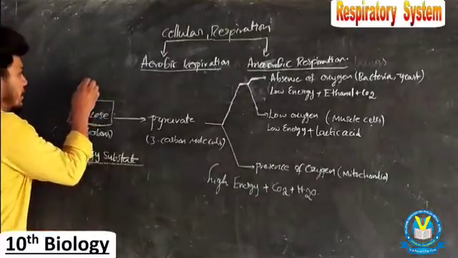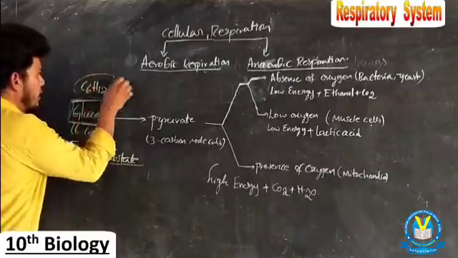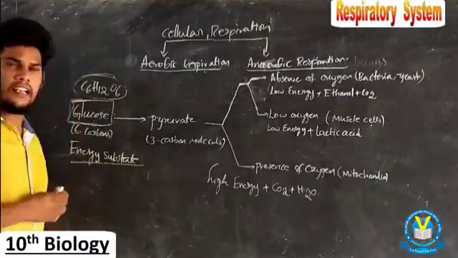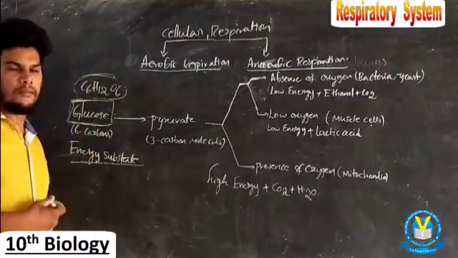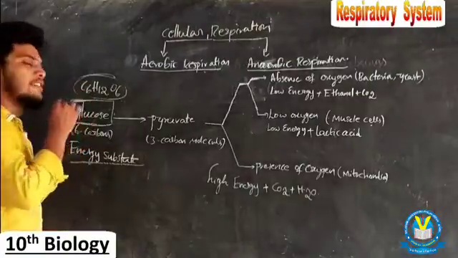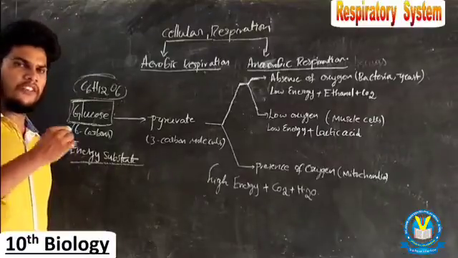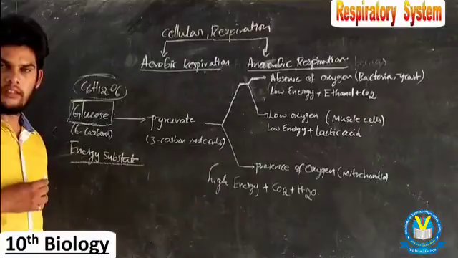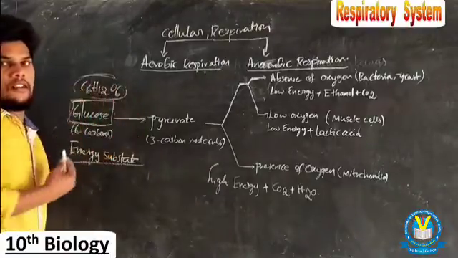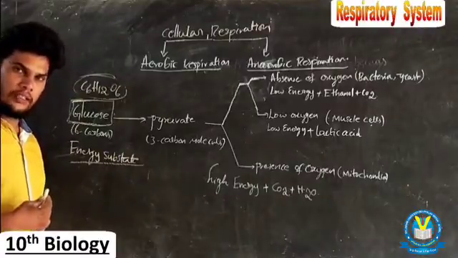Its chemical formula is C6H12O6. We learned this in the photosynthesis equation. So C6H12O6 is the chemical formula of glucose. This glucose is the initial compound, the chief compound, the important compound for the production of energy. Now I am going to explain the next step.